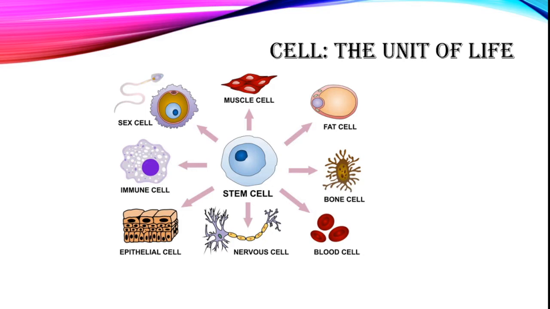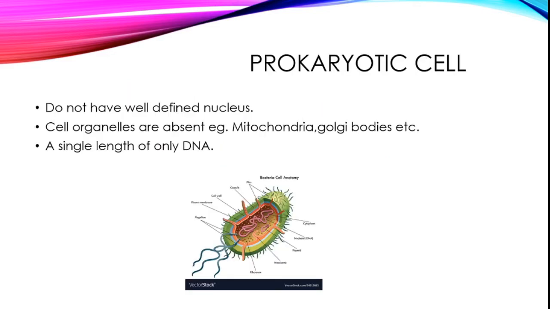Further, we should know that there are two types of cells, prokaryotic and eukaryotic cells. First, we'll discuss prokaryotic cells. Prokaryotic cell means the primitive type of cell. These primitive cells do not have a well-defined nucleus.